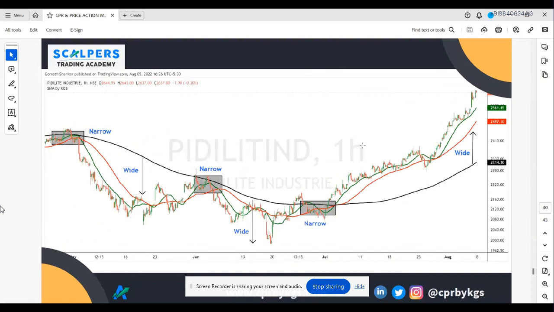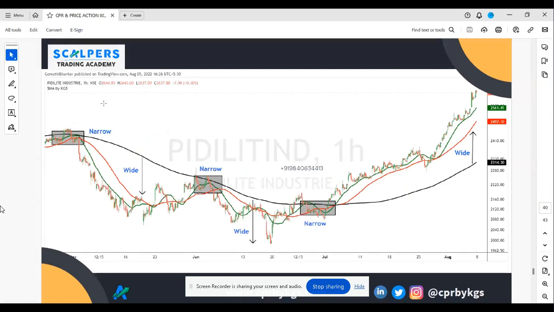This is one example for Pidilite. All the three moving averages are narrow. And then 20-50 is broken on the upside. Then it is called a white picture. Now once again the candle slowly came towards the 200. Again coming down, again going up, and then a strong uptrend. Clear? This is a cyclical process. This is what happens.